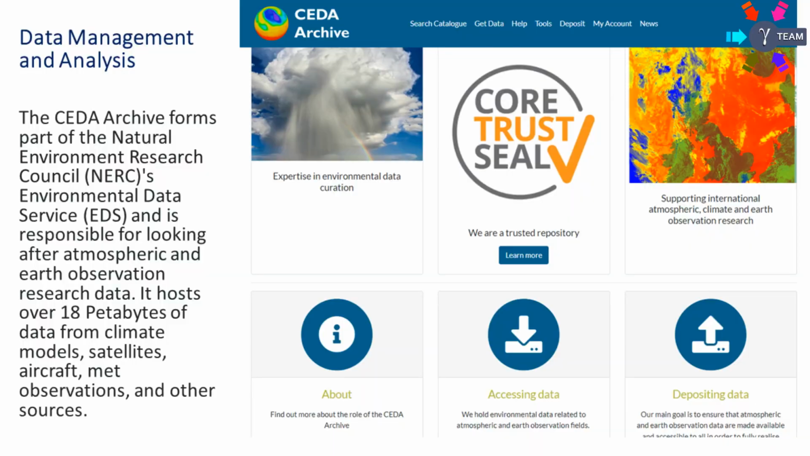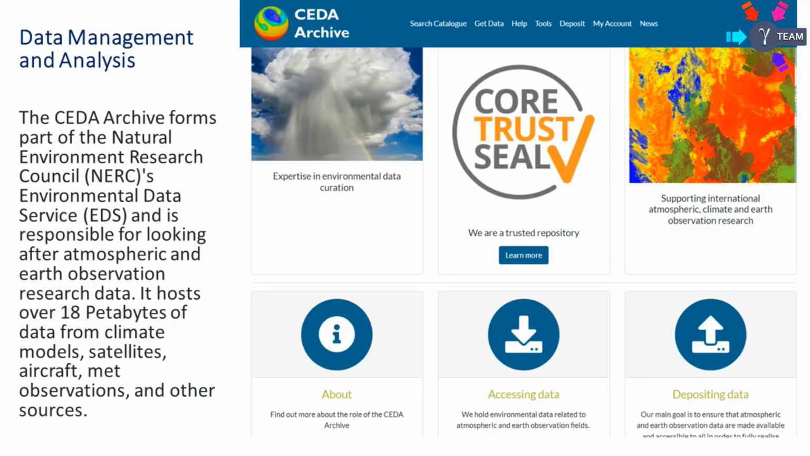The CEDA architecture forms a part of Natural Environment Research Council's Environmental Data Service and is responsible for looking after atmospheric and Earth observation research data. It hosts over 80 petabytes of data from climate models, satellites, aircraft, met observations, and other sources.